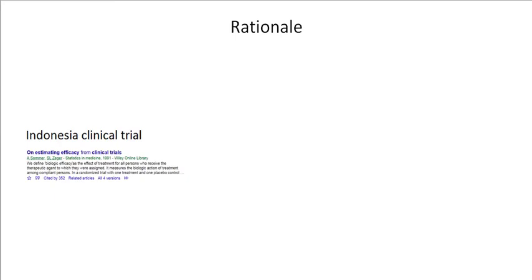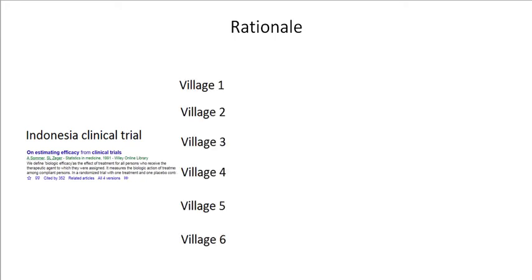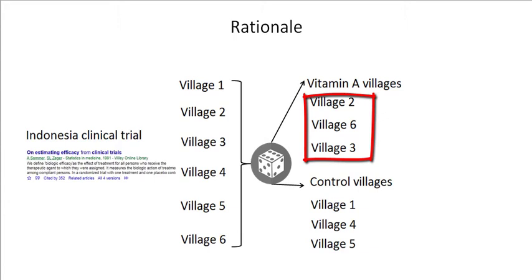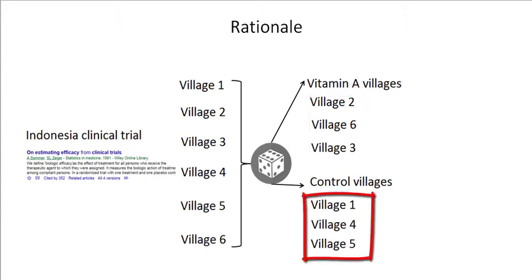To help us understand some of the concepts in this research, let us go through a motivating example. In a clinical trial in Indonesia, Sommer and Zeger studied the effect of vitamin A on child mortality. For the purposes of illustration, let us assume that there were 6 villages. These 6 villages were randomized to receive vitamin A supplements or not. After randomization, there are 3 vitamin A villages and 3 control villages.